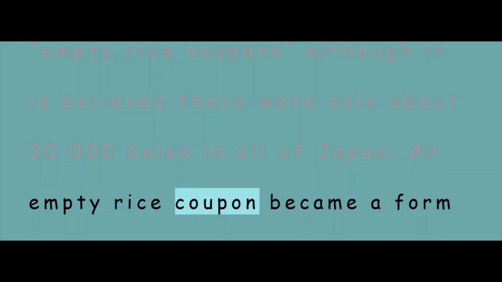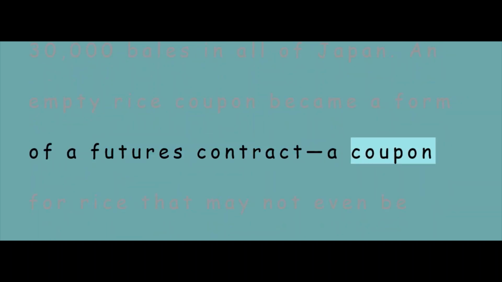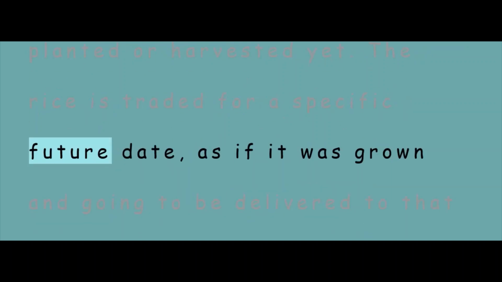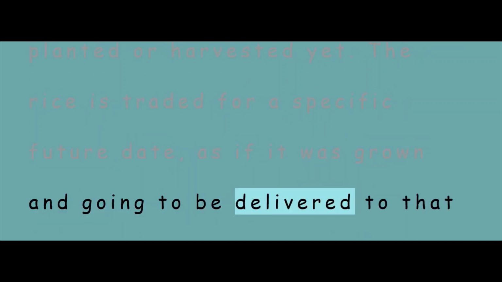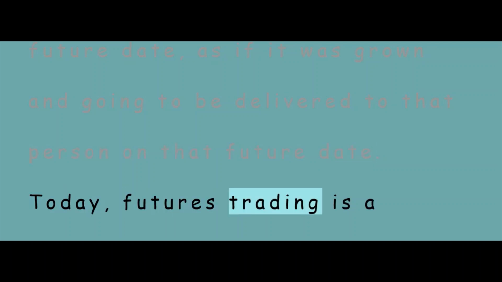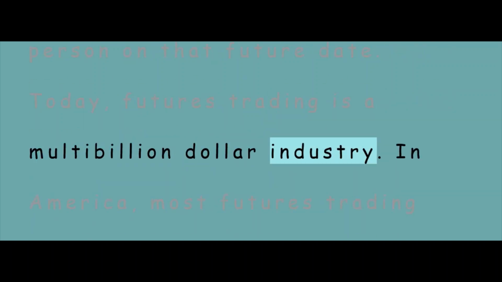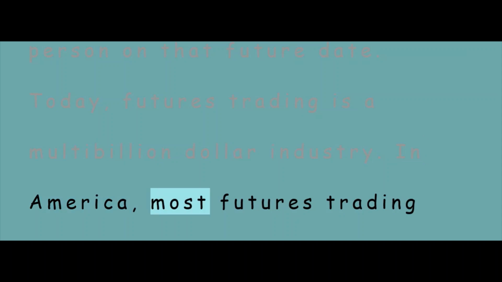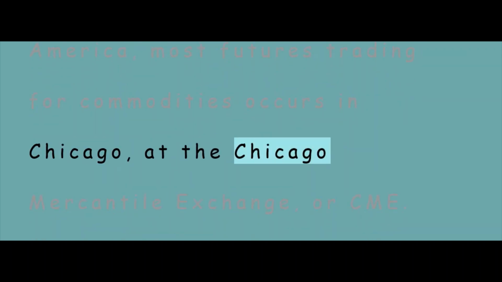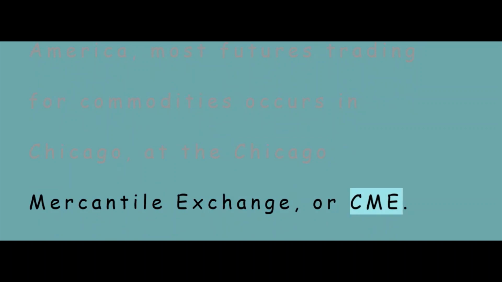An empty rice coupon became a form of a futures contract, a coupon for rice that may not even be planted or harvested yet. The rice is traded for a specific future date, as if it was grown and going to be delivered to that person on that future date. Today, futures trading is a multi-billion-dollar industry. In America, most futures trading for commodities occurs in Chicago, at the Chicago Mercantile Exchange, or CME.